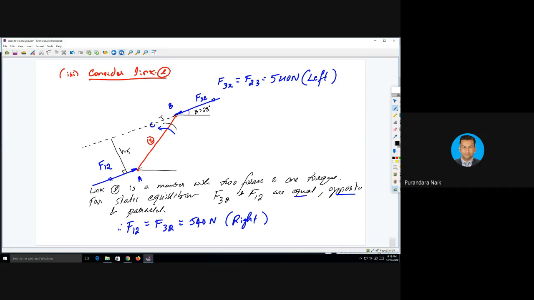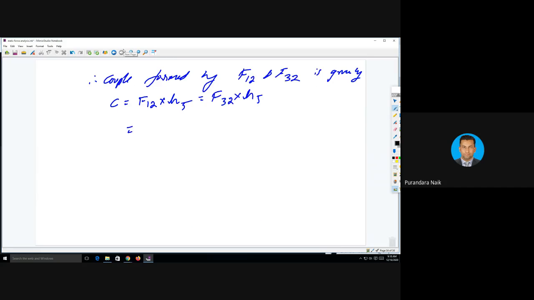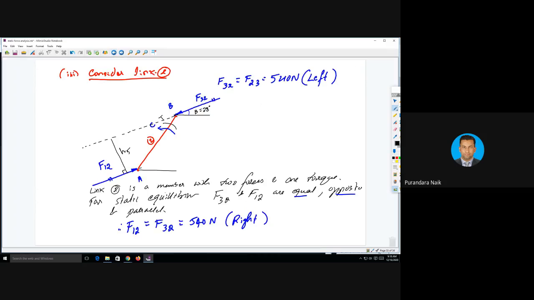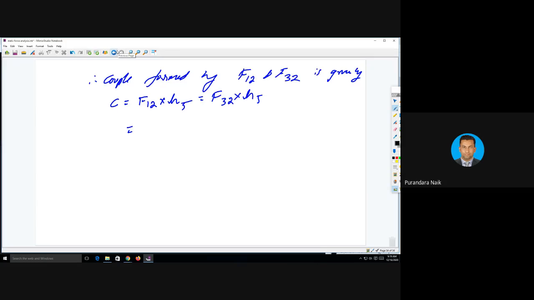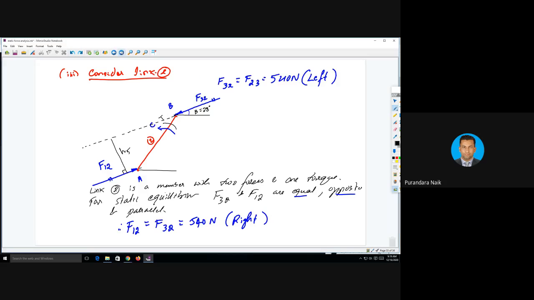Next, we need to find the torque or the couple formed by these two forces. The couple formed by F32 and F12 is equal to force into perpendicular distance. For the perpendicular distance, we need to extend F32 and draw a perpendicular line to both the forces. That is H5. So we can substitute H5 here. F12 into H5. What is the answer for F12? 540. Correct? 540.